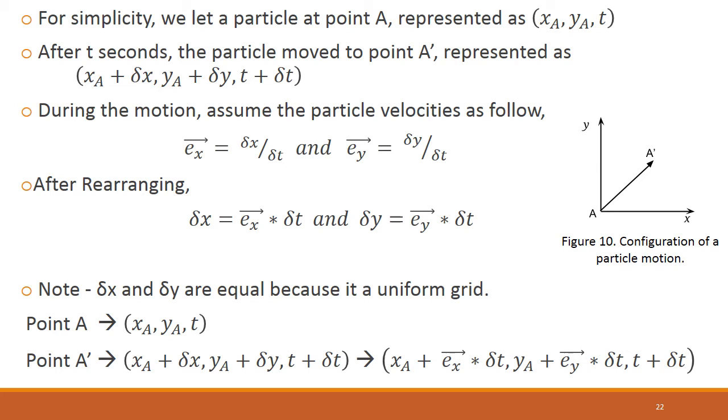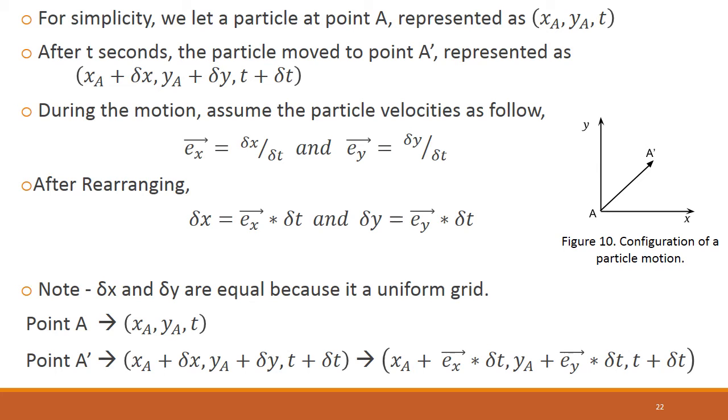So t is equal to 1. Then after 2 seconds, it's going to be 2, something like that. So delta t. During the motion, the particle has a velocity. We are not worried about the magnitude of the velocity, we are just putting it as v. So v is equal to delta x over delta t also.